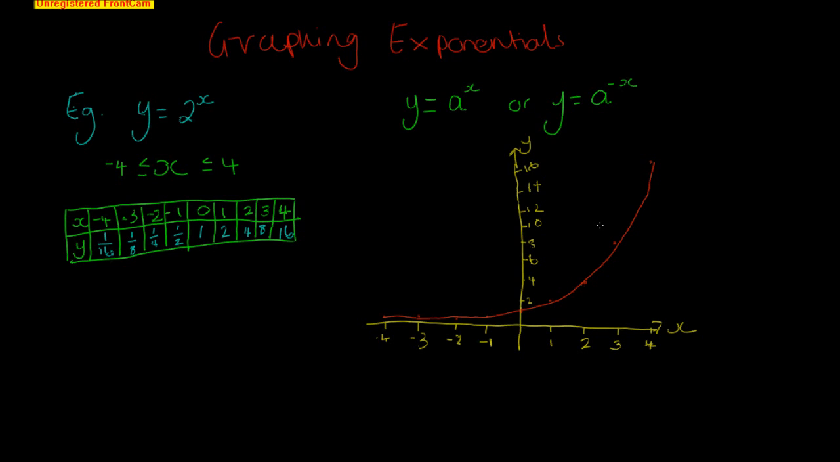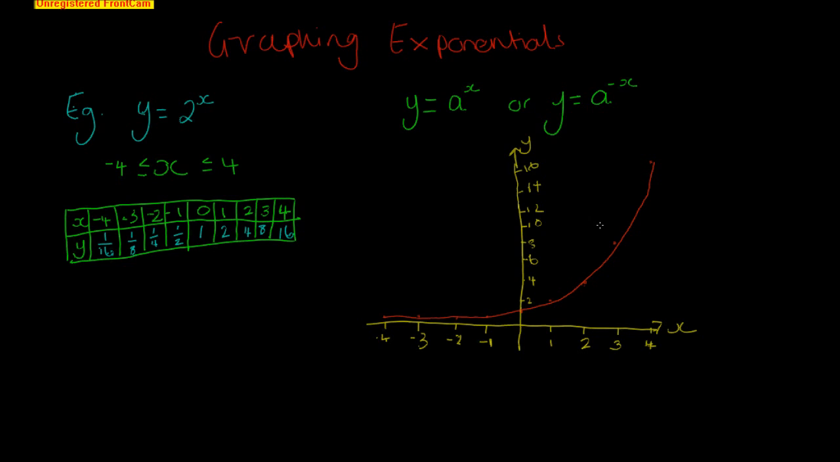So drawing or graphing an exponential is no different to the way we were going to graph a parabola. You just got to make sure you're graphing within your limit that the question set, and in this case it was -4 to +4 on the x values. So once you've got your x values, you sub those into your equation to get your y values.